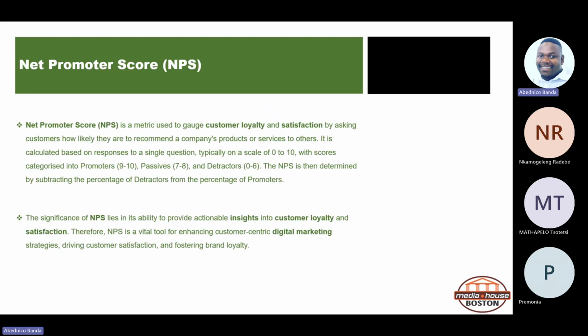Then we've got what we call a net promoter score, and it's always used by banks and insurance companies, if I remember. This is a metric used to gauge customer loyalty and satisfaction by asking customers how likely they are to recommend a company's product or services to others. It is calculated based on a scale, maybe 0 to 10, with scores categorized into promoters, 9 to 10, passives, 7 to 8, and detractors, 0 to 6. The net promoter score is determined by subtracting the percentage of detractors from the percentage of promoters.